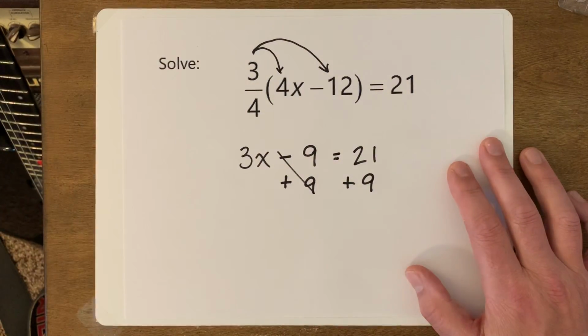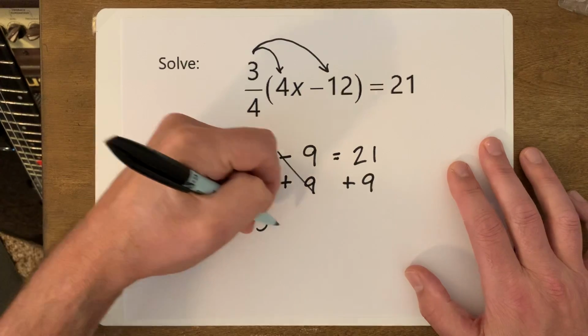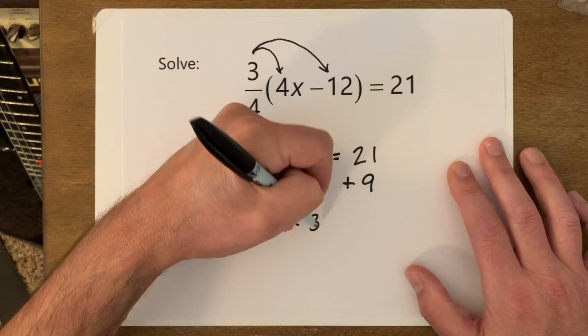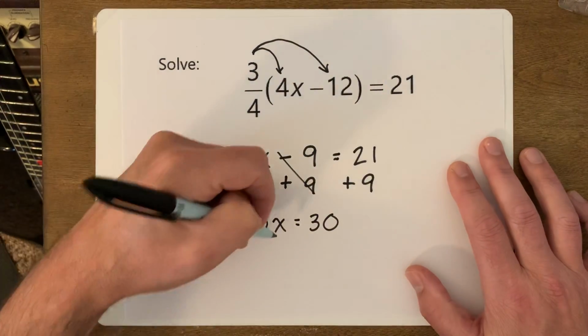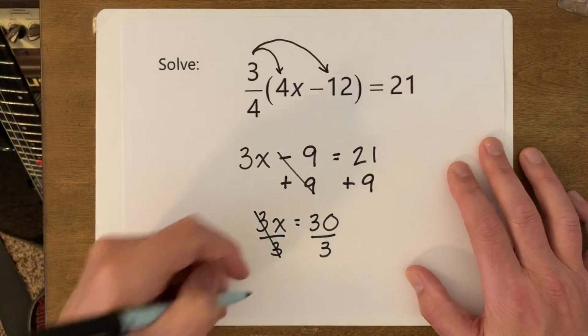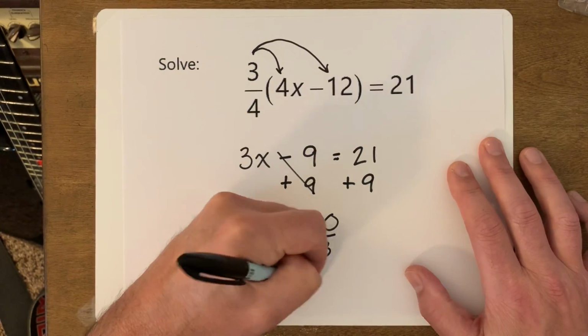9's cancel, additive inverses, bring down my 3x. 21 plus 9 is 30. And now just divide by 3, the coefficient, get rid of that, and x is equal to 10.